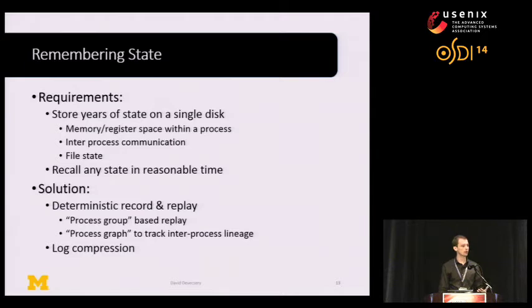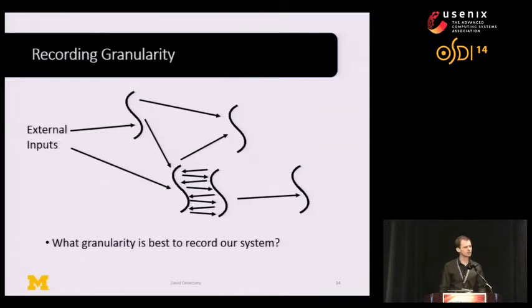So, to do this, we're going to use a well-known technique called deterministic record and replay. We're going to record at a granularity known as a process group, and I'll explain to you what that means in a minute. We're going to track inter-process communication with an abstraction we call the process graph. And then that alone won't be enough to store years of data. So we're going to apply many compression techniques to our record logs, which will actually let us store all of this data reasonably. So the first question you might have when building a record and replay system is, what granularity does it make sense for me to record at?